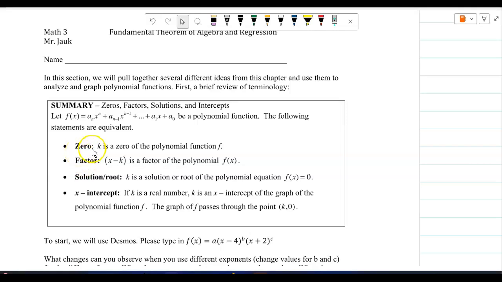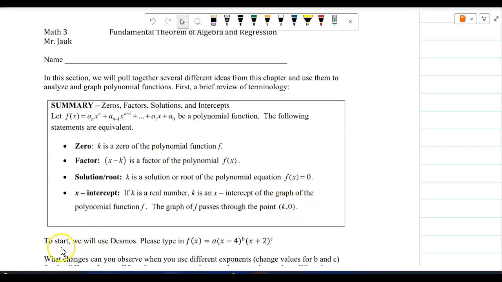Zero is for a polynomial. A factor is when you put x minus k in brackets. You wouldn't say find a factor for this graph. Solution or root is for the equation. X-intercept: if k is a real number, k is an x-intercept of the graph if the graph passes through (k, 0). Obviously, you put y equal to 0, and you get the value of x.